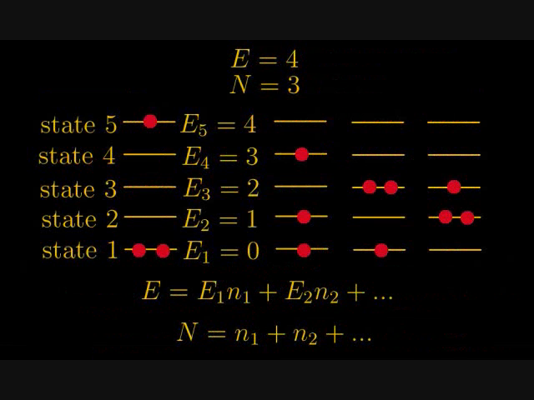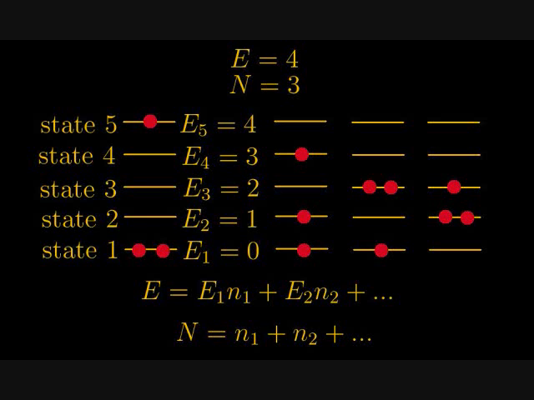As an example, consider an ensemble of 3 systems with 5 energy levels with energies 0, 1, 2, 3, and 4 units. Let the total energy be 4 units. There are 4 configurations possible. We could have 2 systems in state 1 and 1 in state 5, or 1 system in state 1, 1 in state 2, and 1 in state 4, or 1 in state 1 and 2 in state 3, or 2 in state 2 and 1 in state 3.